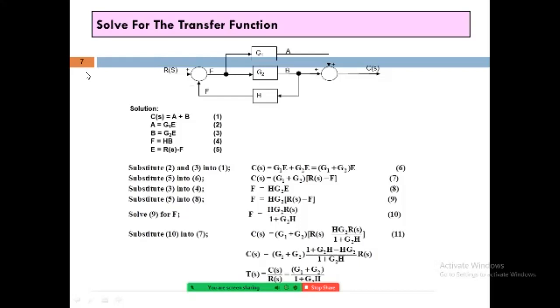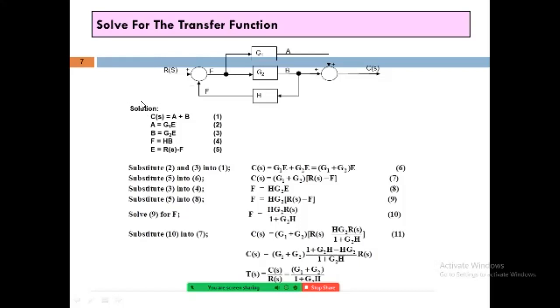F is equal to H into B. After putting this, we get F is equal to H into G2 into E. This is equation number 8. Next step, now put the value of equation 5 into equation 8. What is equation 8? Yes, F is equal to H into G2 into E, and we already have the value of E.